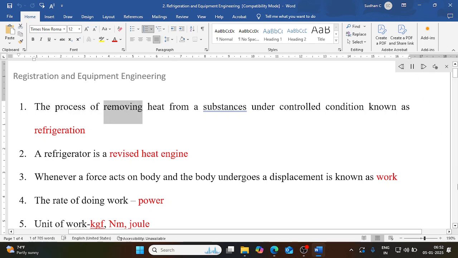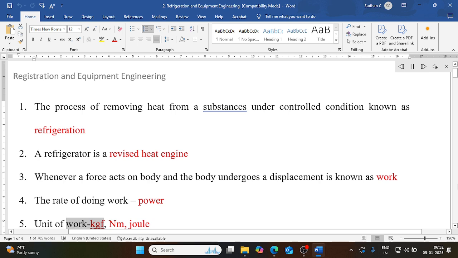The process of removing heat from a substance under controlled conditions is known as refrigeration. A refrigerator is a reversed heat engine. Whenever a force acts on a body and the body undergoes a displacement, it is known as work. The rate of doing work is power.